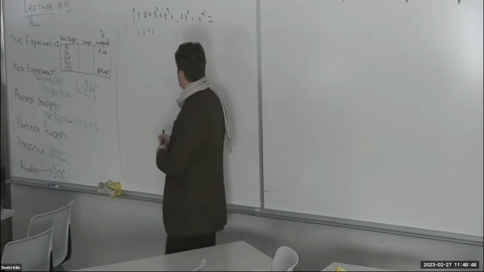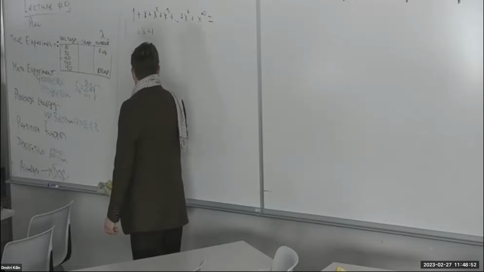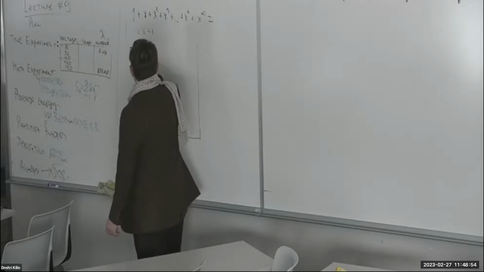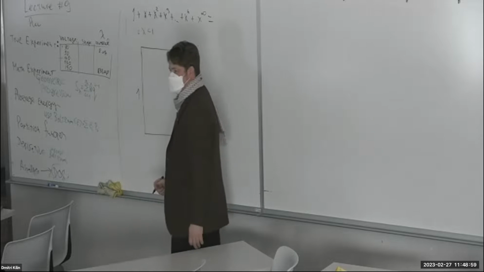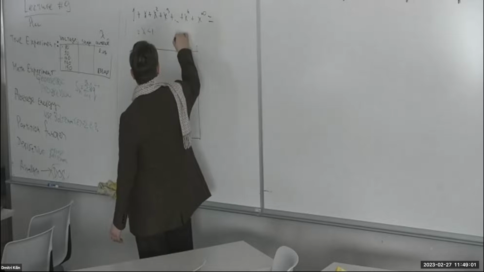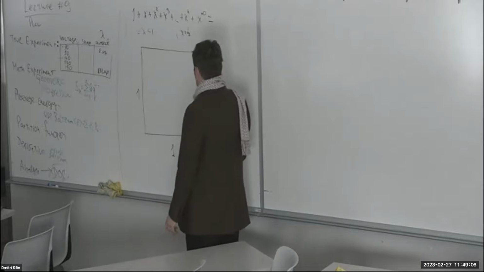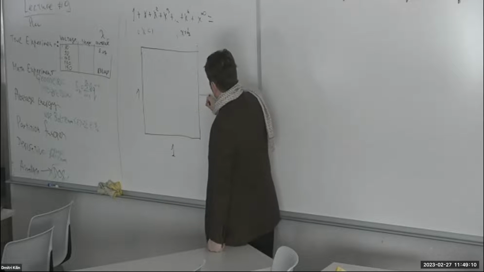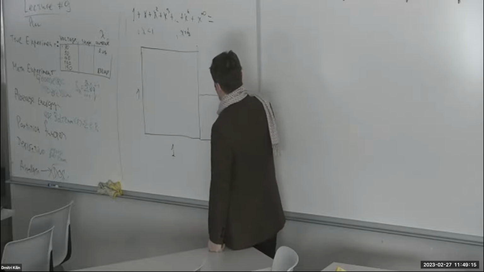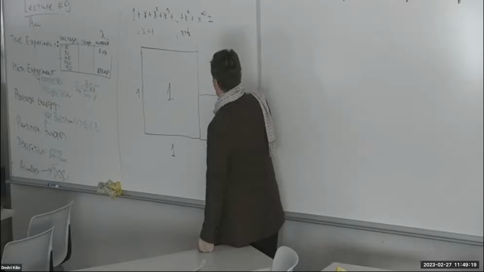I'm drawing a square with each side equal to 1. Let's consider as an example x equals 1/2. The area 1/2 is a half of this square, right? So this is area equals 1, and here the area is 1/2.